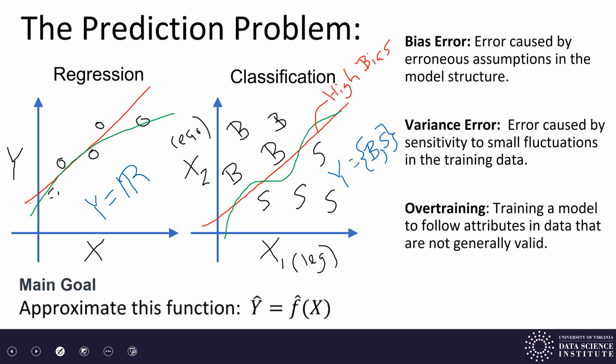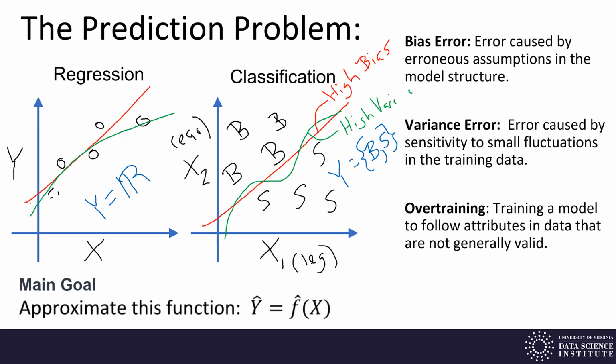The other type of error we can have is what's called variance error. And variance error is caused by sensitivity to small fluctuations in the training data. So this green curve represents a model that we would say has high variance, right? Because it will alter itself to follow small fluctuations in the training data.